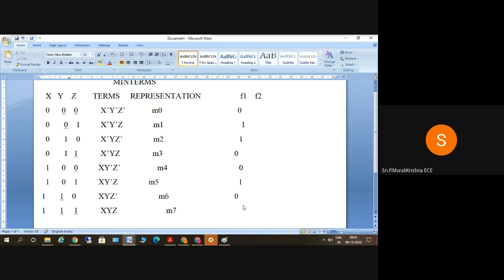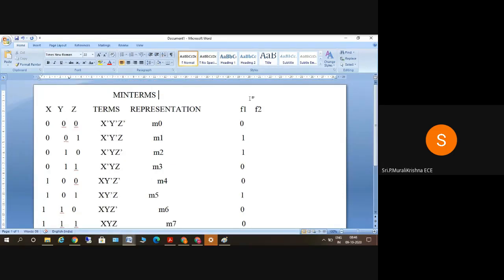Tell me the equation for F1 now. So quick, minimization. First of all, I need an equation for F1. Okay, so there's a truth table. What we are taking from the truth table here is that we have to check the output sections. Okay, so these are the output sections.